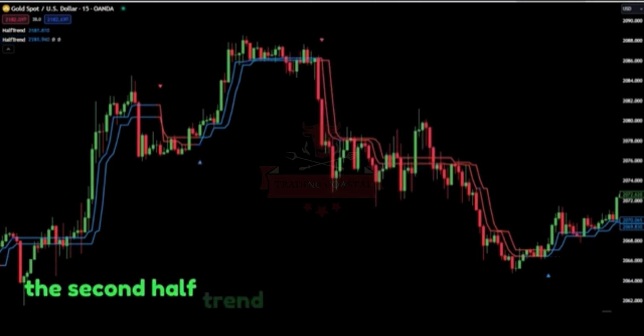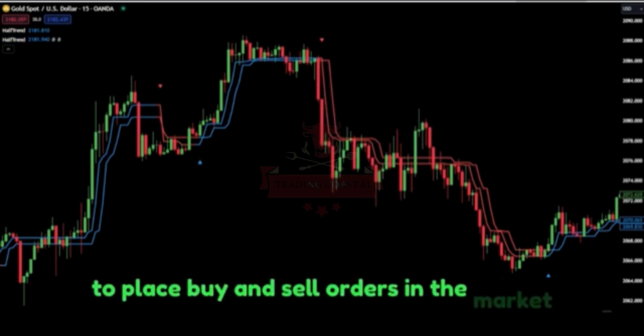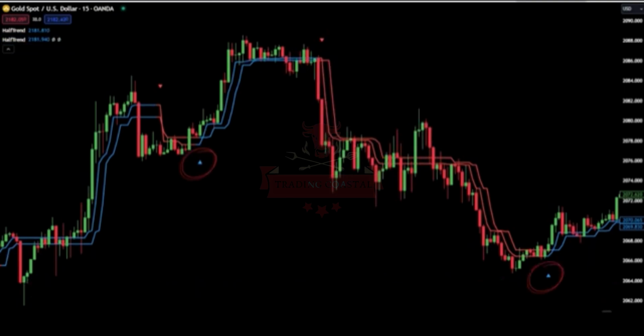The second HalfTrend indicator will be used as a guide to place buy and sell orders in the market. If a blue arrow appears, it signals a buy order. Conversely, if a red arrow appears, it signals a sell order. Now, let's discuss how to place buy and sell orders using this indicator.